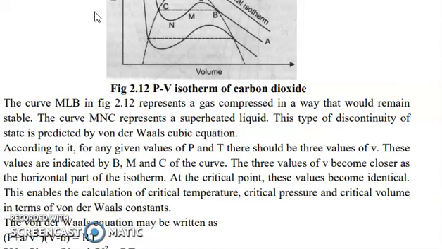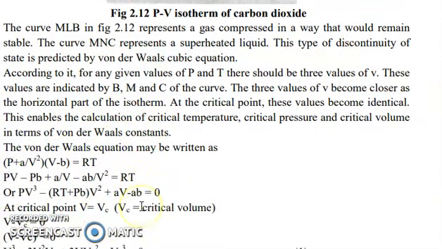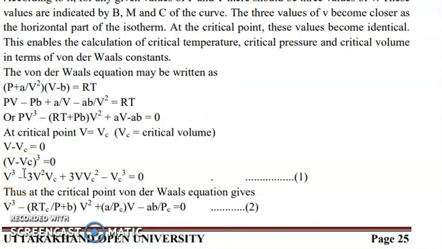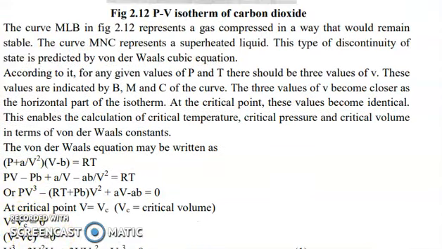So the van der Waals equation may be written as (P + a/V²)(V − b) = RT. So PV − Pb + a/V − ab/V² = RT, or V³ − (RT/P + b)V² + (a/P)V − ab/P = 0. At the critical point, V is equal to Vc, critical volume. V − Vc is equal to 0. (V − Vc)³ is equal to 0.